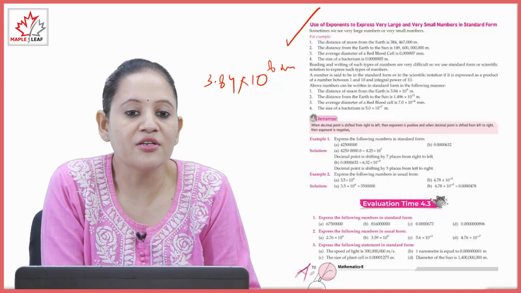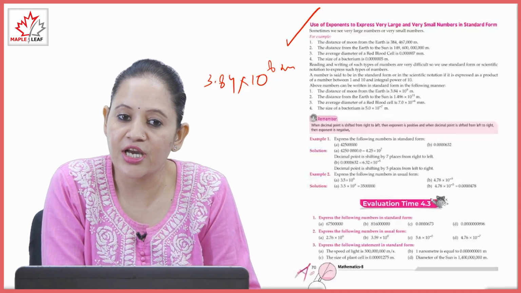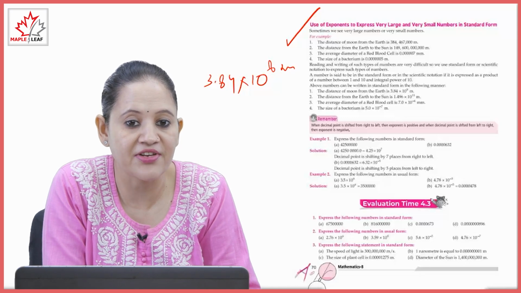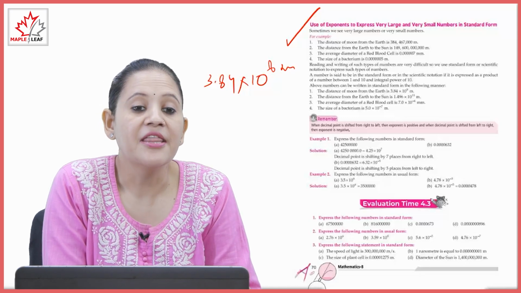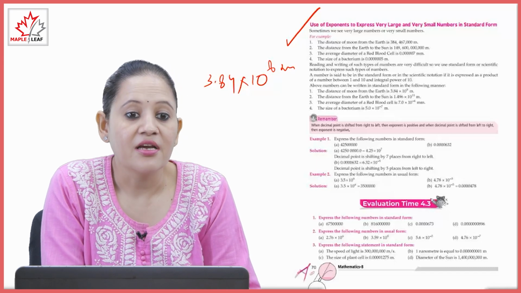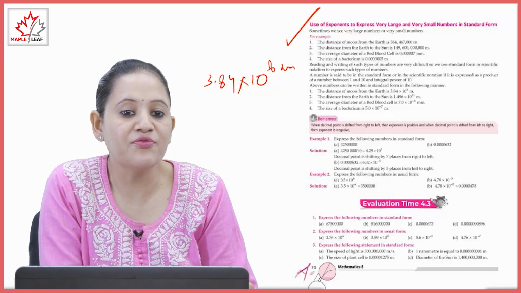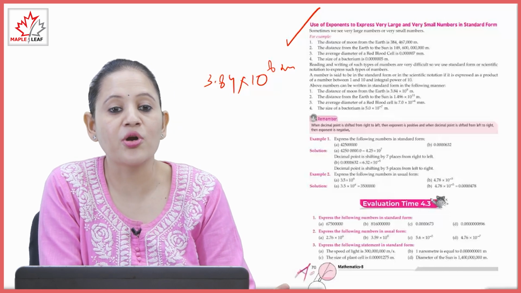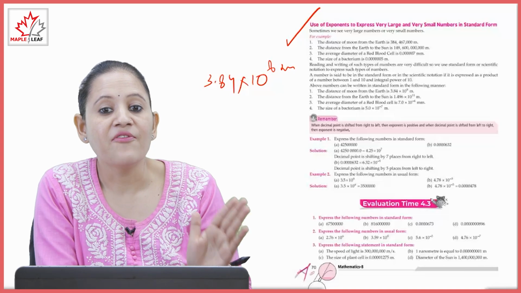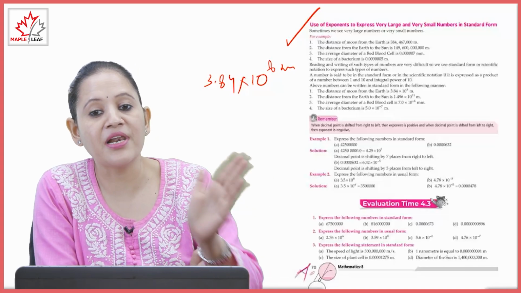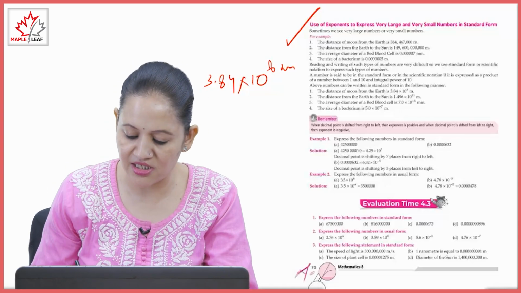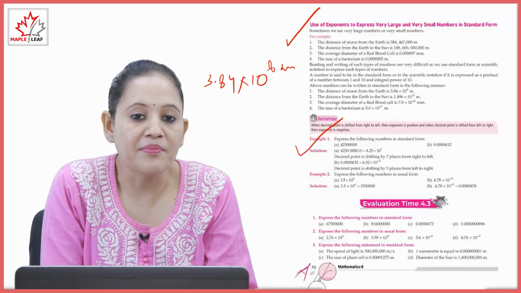The distance from the earth to the sun will be written as 1.496 into 10¹¹ meter. The average diameter of the red blood cells is 7 into 10⁻⁶ millimeter. The size of the bacterium is 5 into 10⁻⁷ meter. When the decimal point is shifted from right to left, अगर decimal point को हम right से left पे shift कर रहे हैं, then the exponent is positive. And when the decimal point is shifted from left to right, अगर left से right में हो रहा है तो वो exponent negative हो जाएगी.